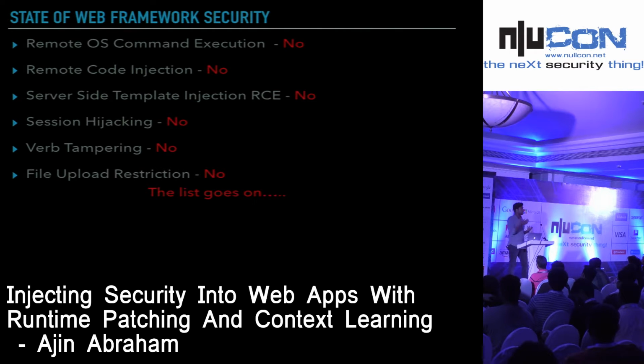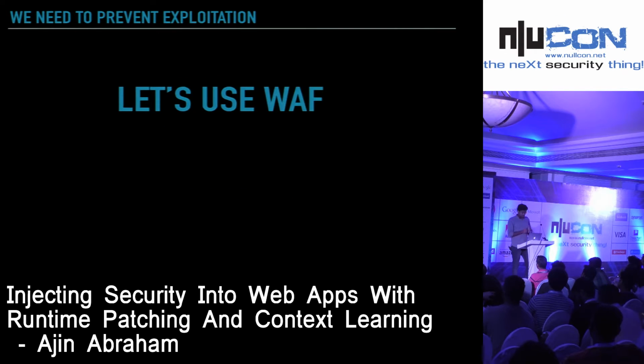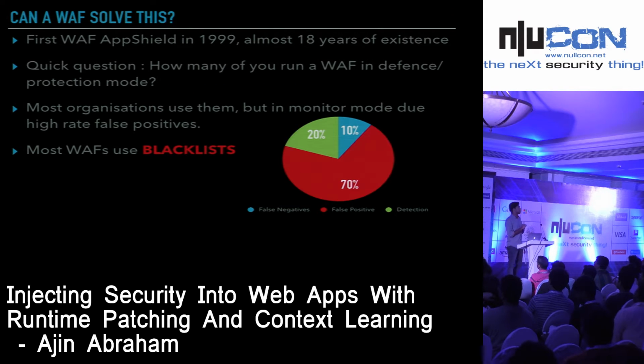But how many of the engineering teams really write all the security code to make sure that such and such attack doesn't happen? They write code when somebody hacks them or some vulnerability happens, right? So people who run the organization know the issues. They thought, let's do one thing for these unforeseen issues. Let's use a WAF. Will it solve that? Let's see. The first WAF came in 1999, I think, almost 18 years of existence.